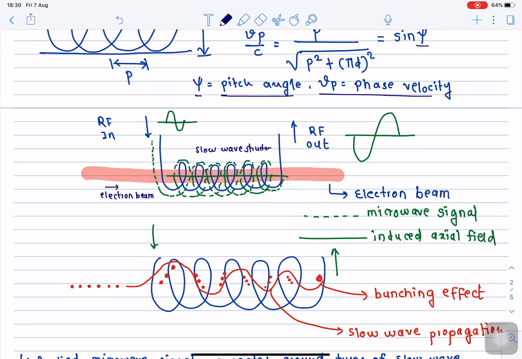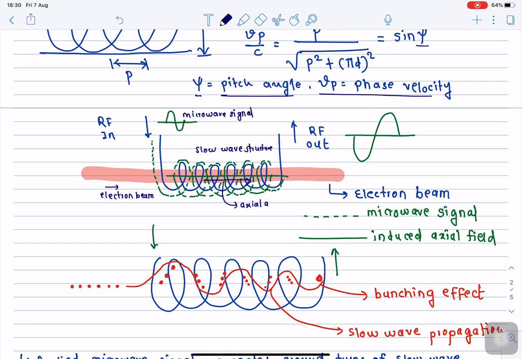Now this slow wave structure is placed in the path of an electron beam, and over this slow wave structure we will introduce our microwave signal from here. When the microwave signal starts traveling over the slow wave structure, it will induce the axial electric field in this way. So this is the axial electric field.